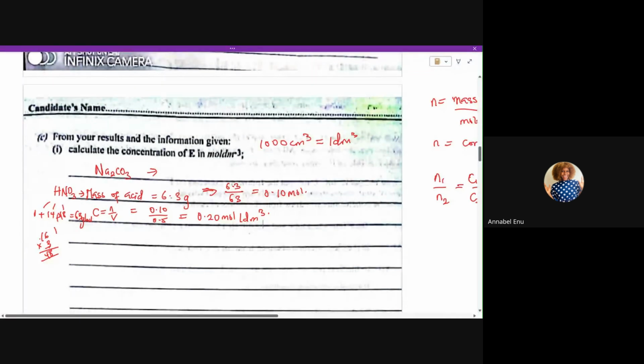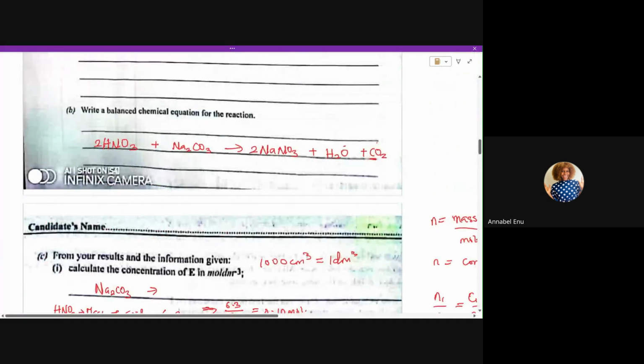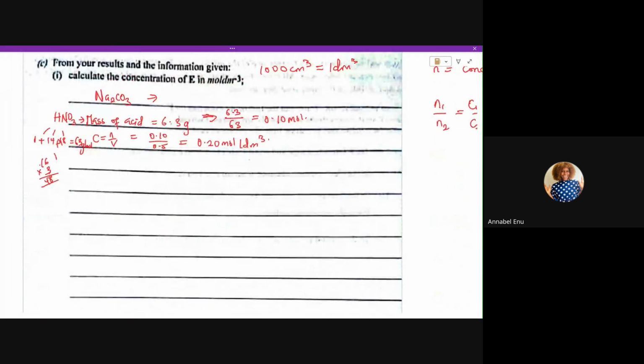We were asked to look for that of the base, which is E. Now we need this information from the acid to be able to get that of the base. Now, based on our balanced equation, we will actually be using the formula: concentration of acid times volume of acid divided by concentration of base times volume of base, equals number of mole of acid divided by number of mole of base.